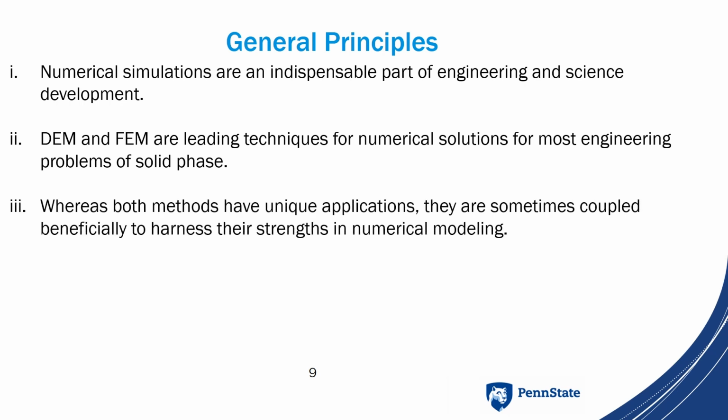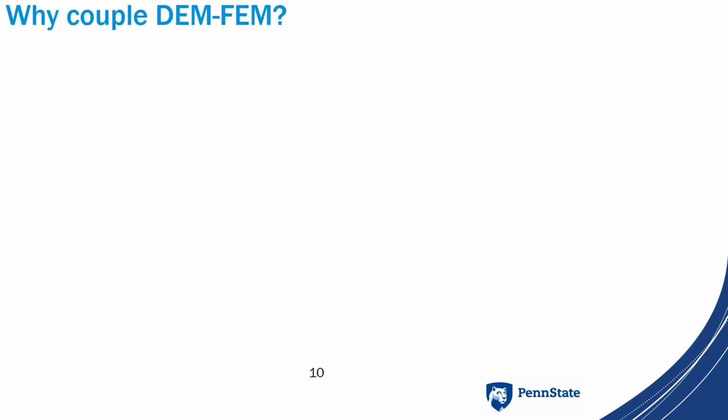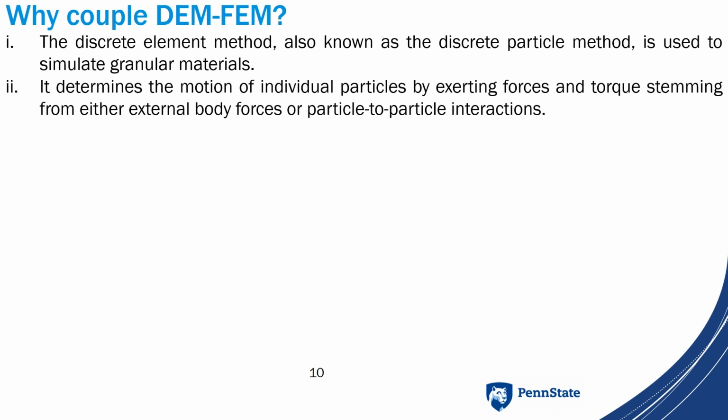Whereas both methods have unique applications, they're sometimes coupled beneficially to harness their strengths in numerical modeling. The FEM is mostly utilized for modeling continuum media, while the discrete element method is utilized for discrete. The discrete element method, also termed the discrete particle method, is used to simulate granular materials. It determines the motion of individual particles by exerting forces and torques stemming from either external body forces or particle-to-particle interactions.